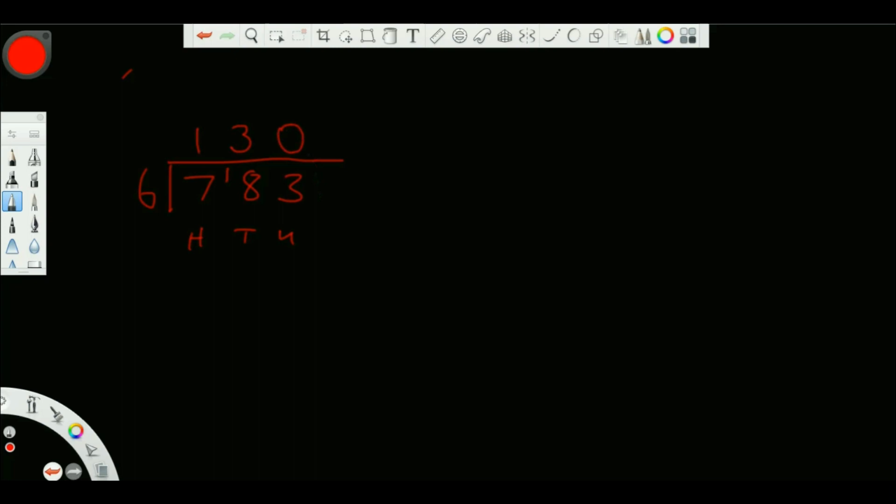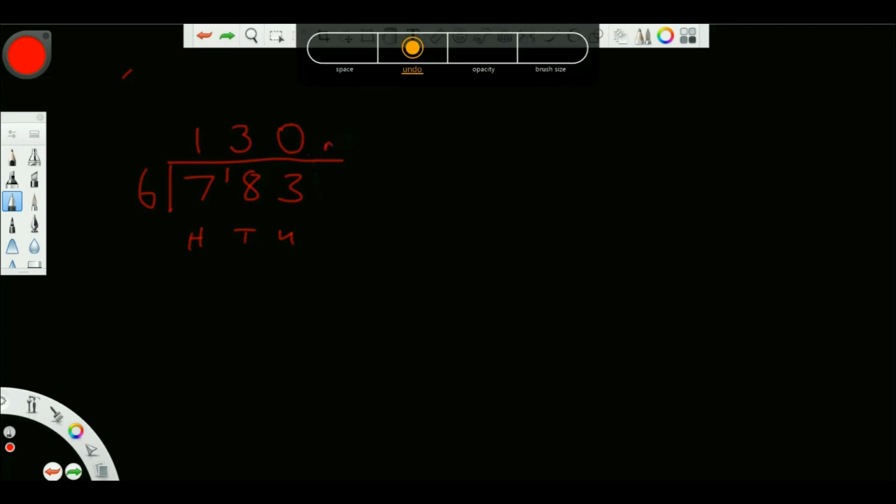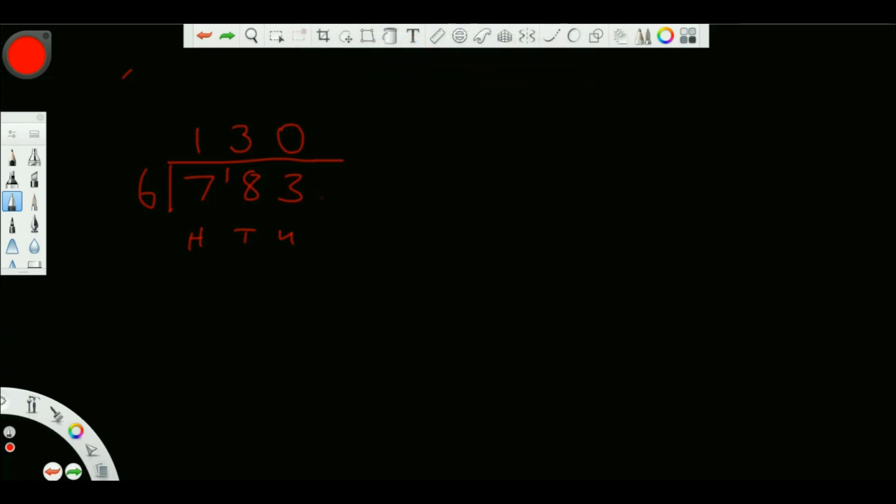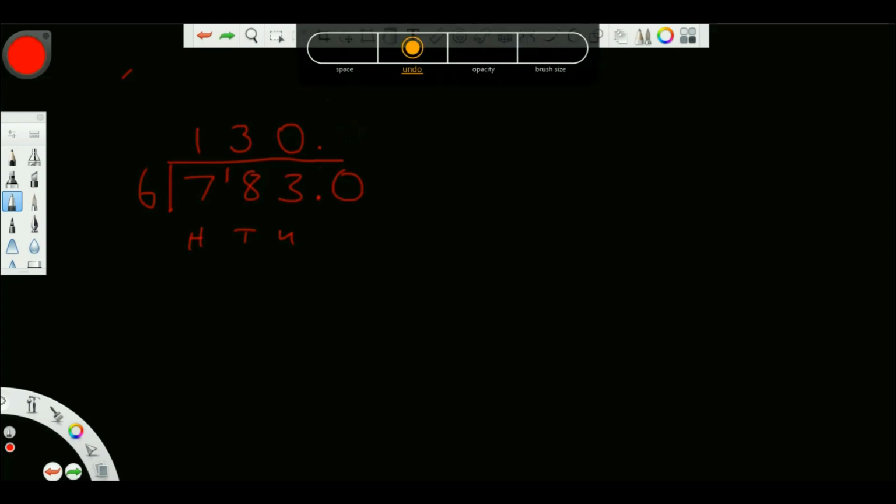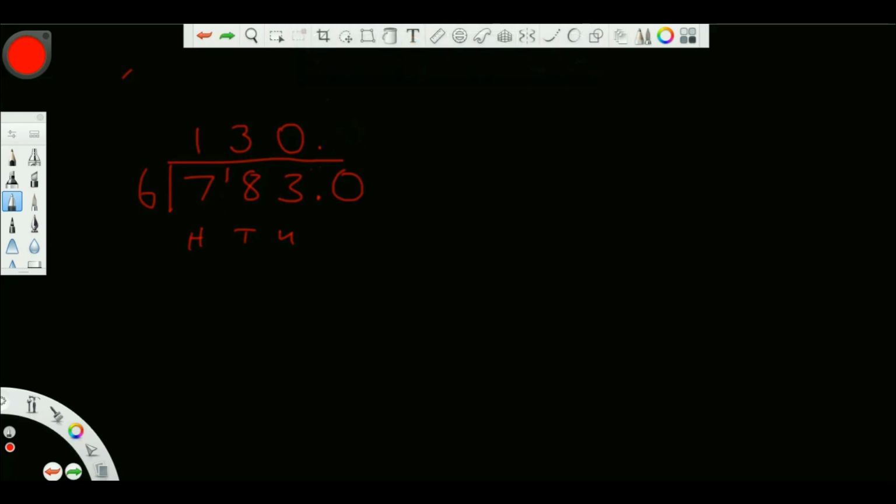Now if we're doing it just with remainders, we'd say remainder 3. But we're going to keep going and see what we can do. So we need to put a decimal point in and a 0, and we also need to put a decimal point at the top, otherwise our answer gets a little bit too big. There we go. Actually, why did I put a 0 there? We don't know the answer yet. We carried the 3 over, so the little 3 goes there.